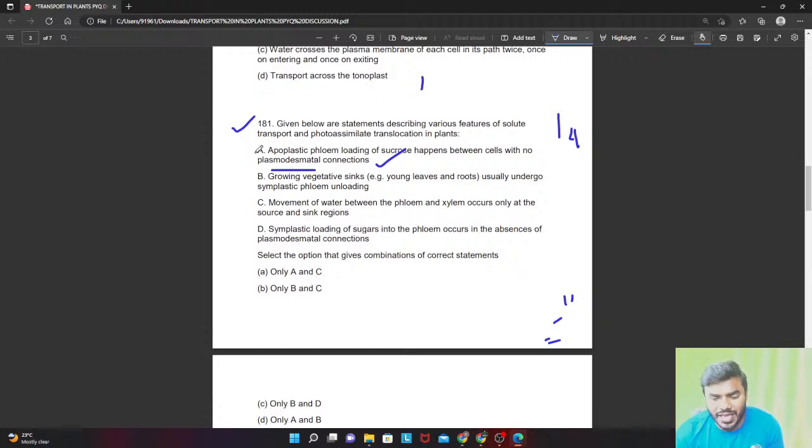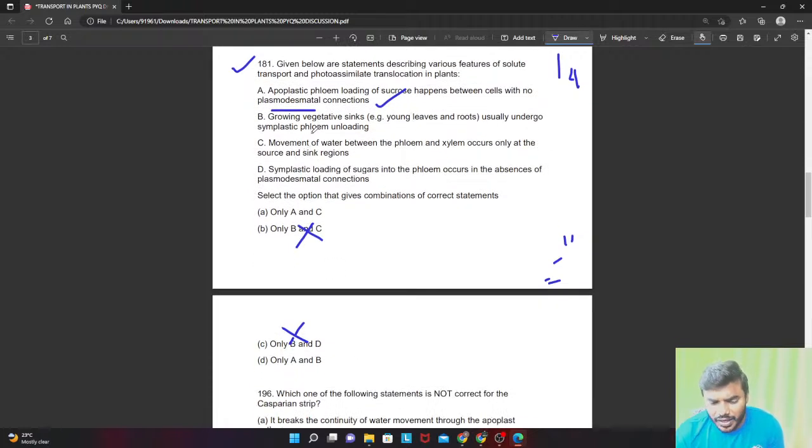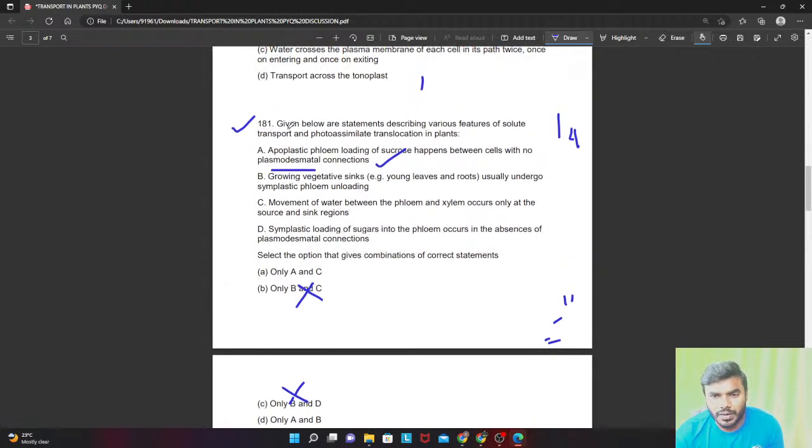If option A is correct, then you can eliminate option B also. You can eliminate option C also. Now all the students look into option B. That is true, but understand the question. Apoplastic phloem loading of sucrose happens between the cells. That is true, dear, between the cells through intercellular spaces. That is a true statement, between the cells through the cell wall space.